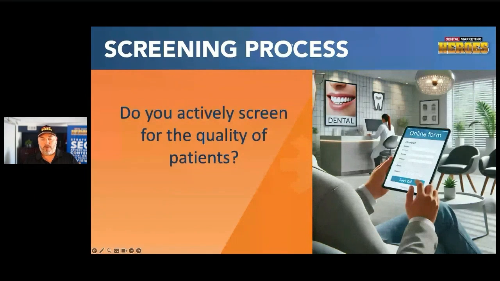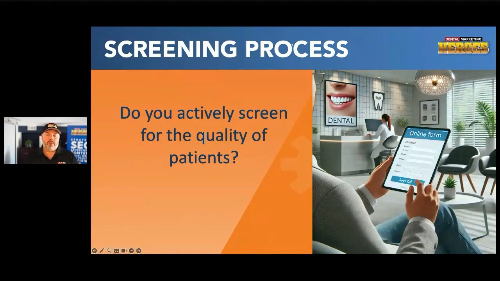Use online forms and questionnaires to gather essential information about their first appointment. Train your staff to recognize the red flags and to ask the right questions in order to prioritize ideal patients and screen out the bad ones. These steps can save you time, money, resources, and ensure that your practice is focusing on patients who value your services the most. Types of screening tools are online forms, questionnaires, phone interviews.